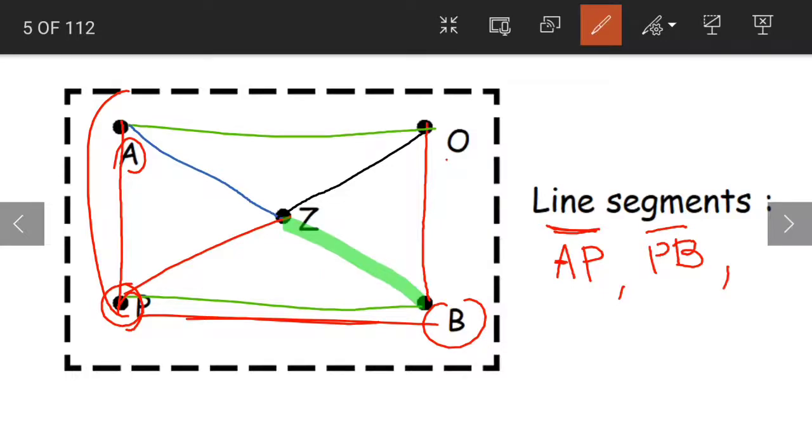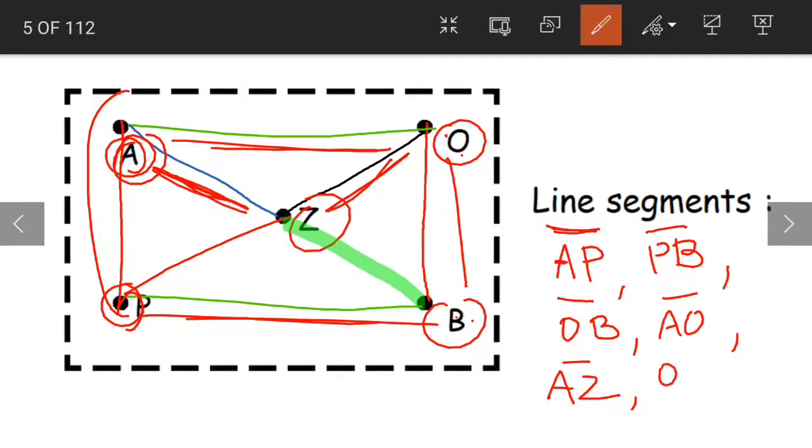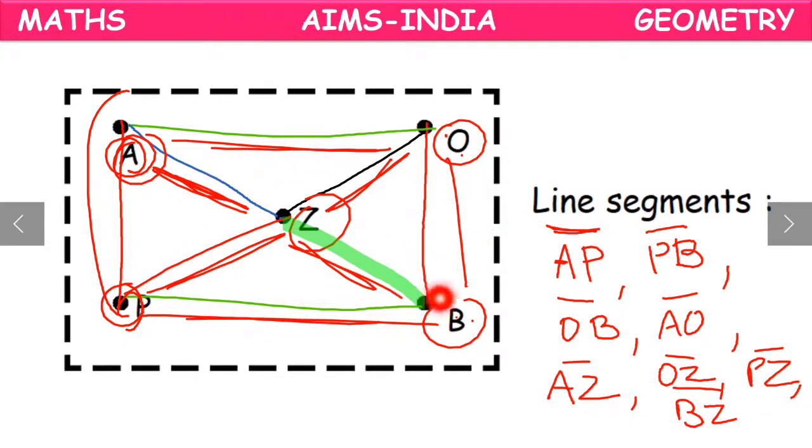PB. Okay, children. Now next, B and O, or O and B. Line segment OB. Then we have this. What are the endpoints? A and O, line segment AO. Then we have this one, A and Z. So line segment AZ. Similarly, line segment OZ, line segment PZ, and lastly the line segment BZ. So these are the names of the different line segments that we have formed using the given 5 points. I hope the concept of line segments is clear for you, children.